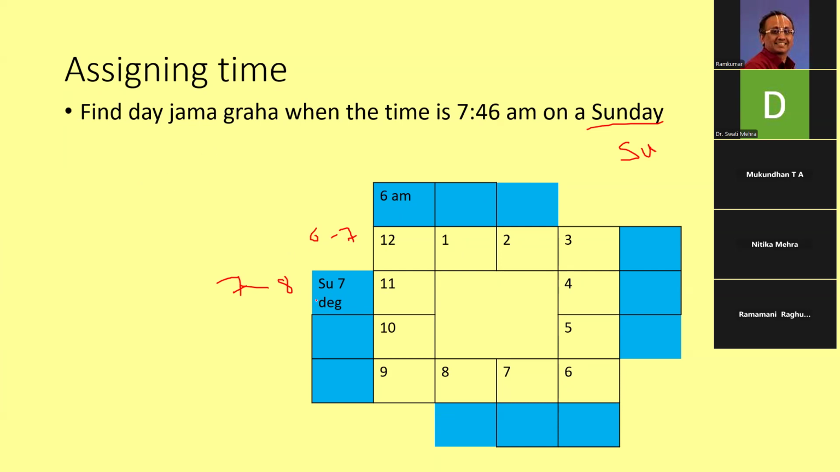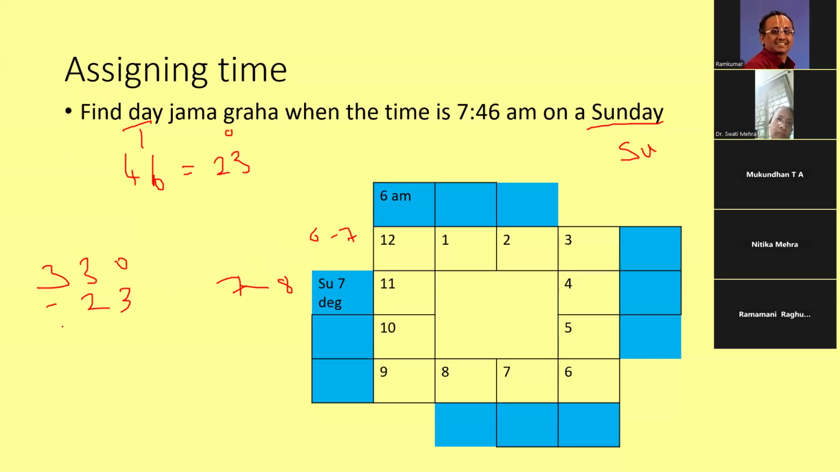So now, within the 7 to 8, it has traveled for 46 minutes. 46 minutes means what? This is time. In degrees, what will it be? It will be 23 degrees. Right? And the Graha is traveling from 330, it has traveled 23 degrees. So you have to subtract 23 degrees. So it will be 307 degrees. Is everyone clear on this?